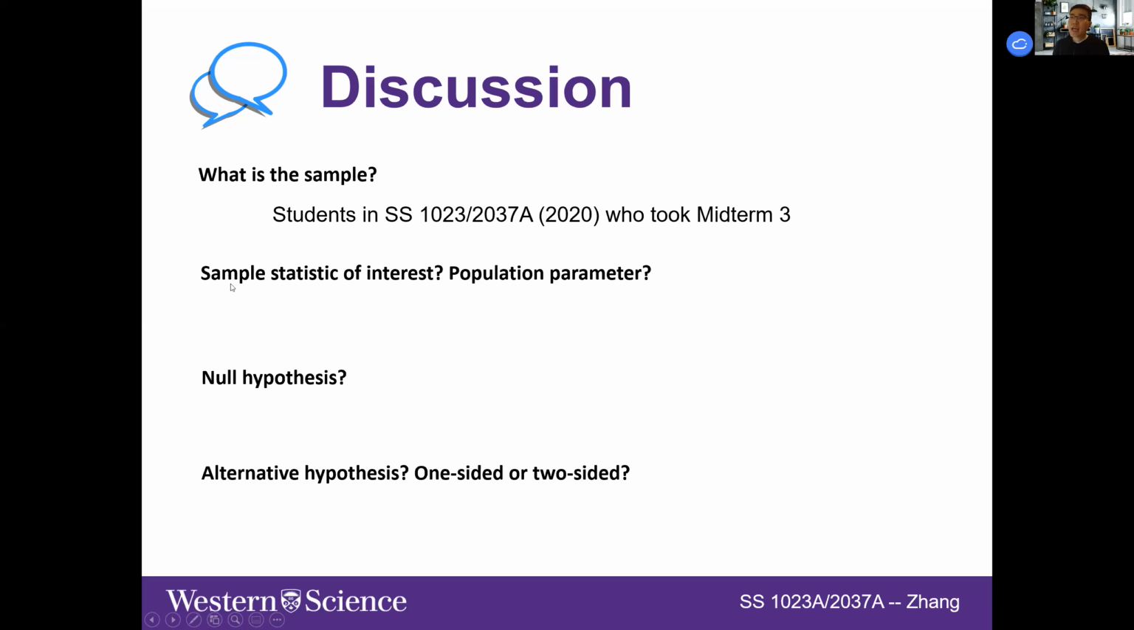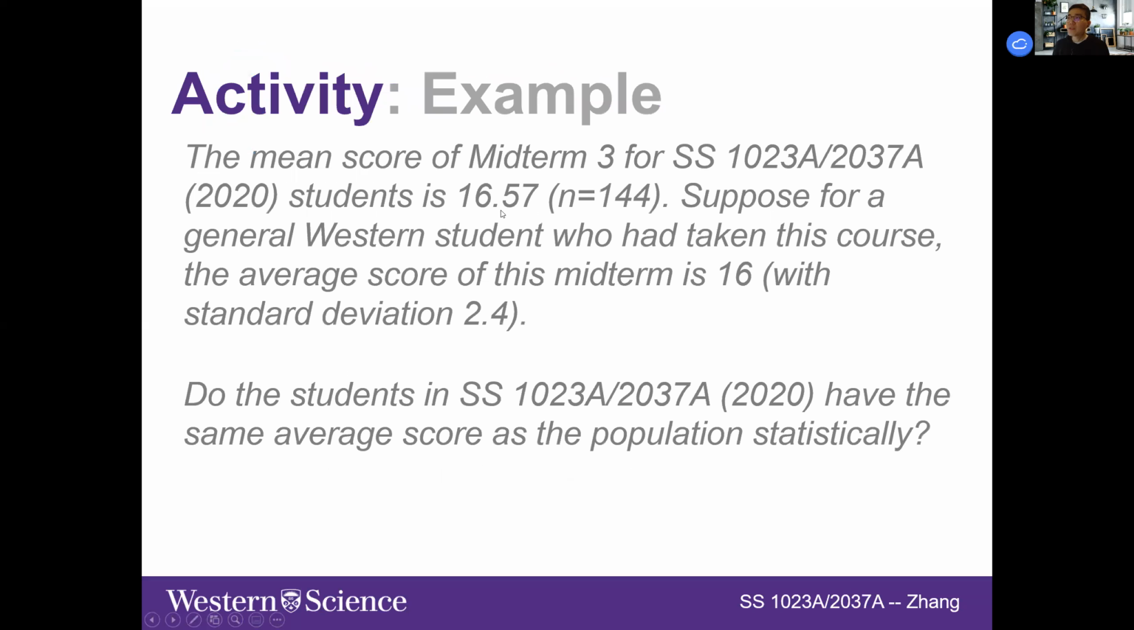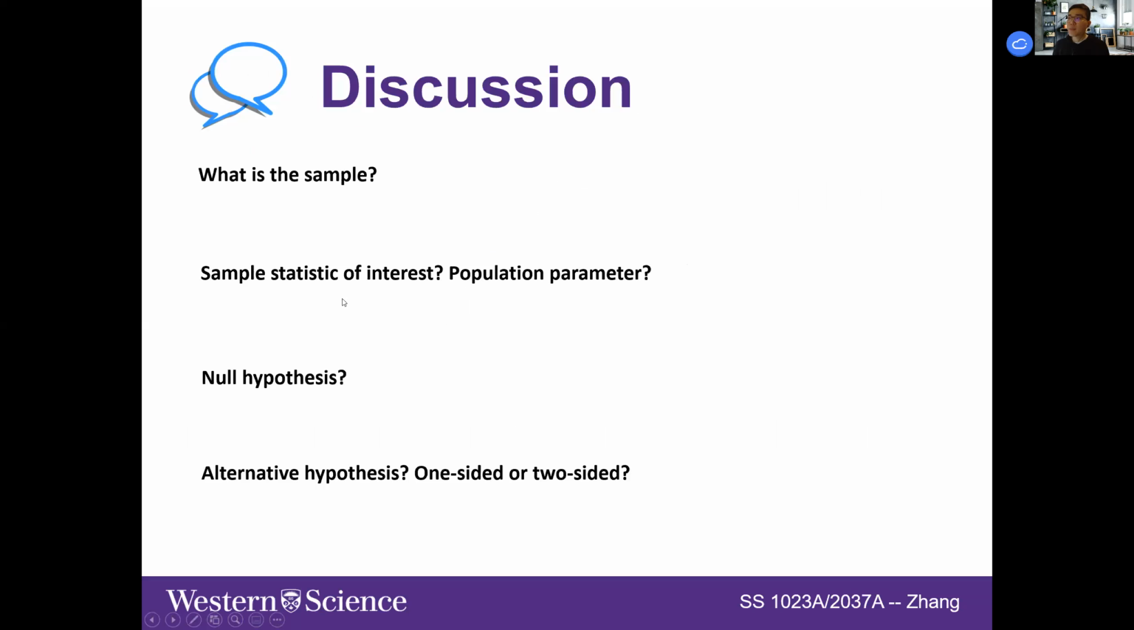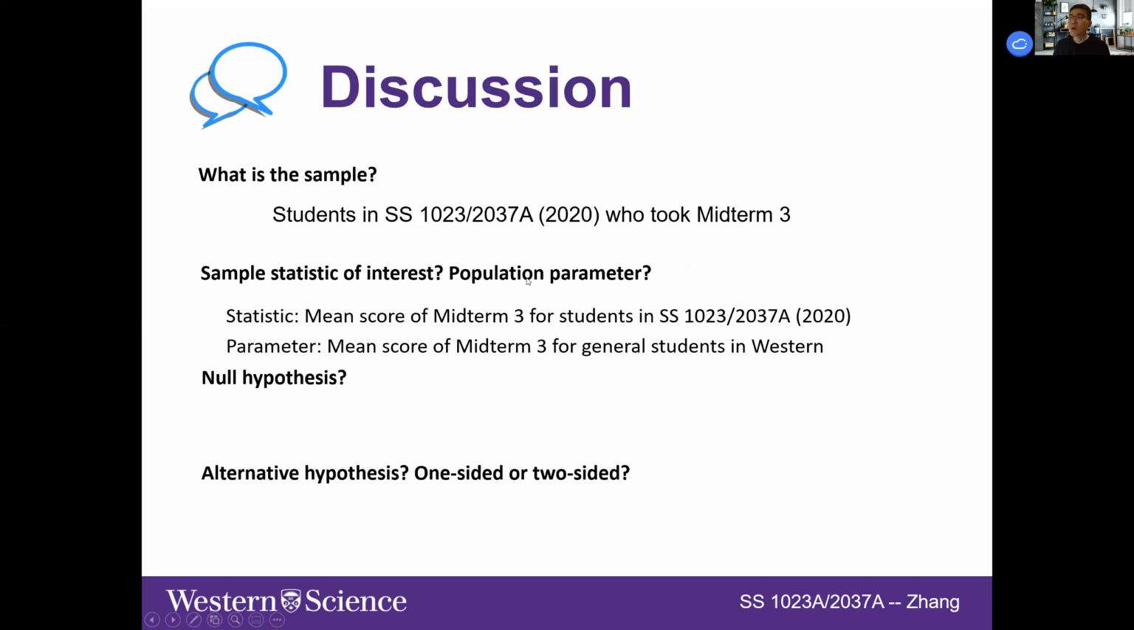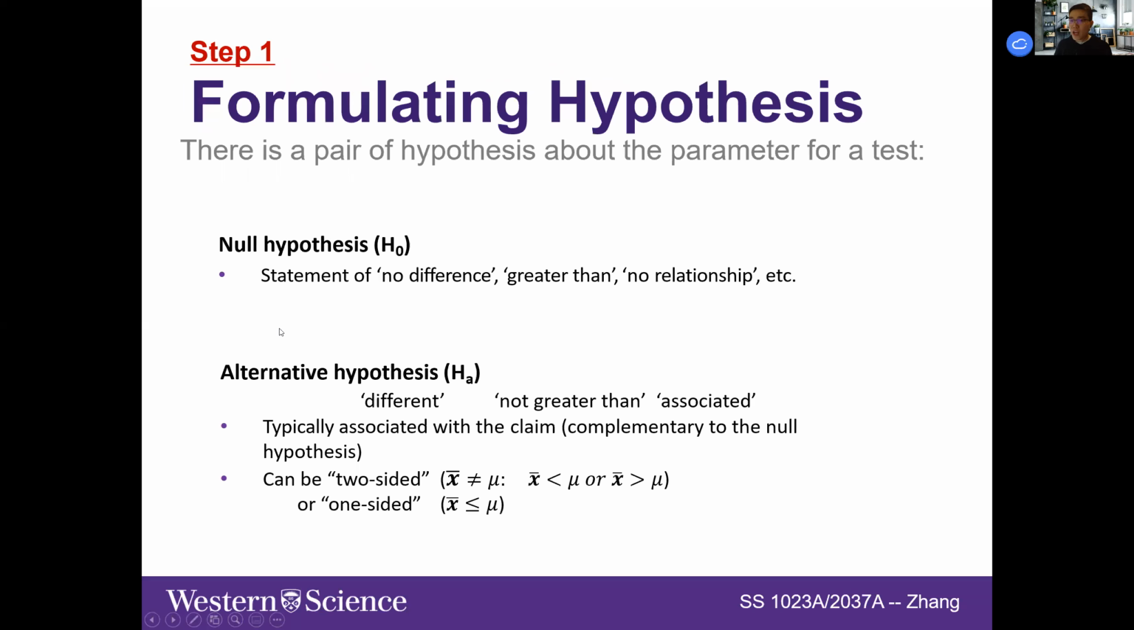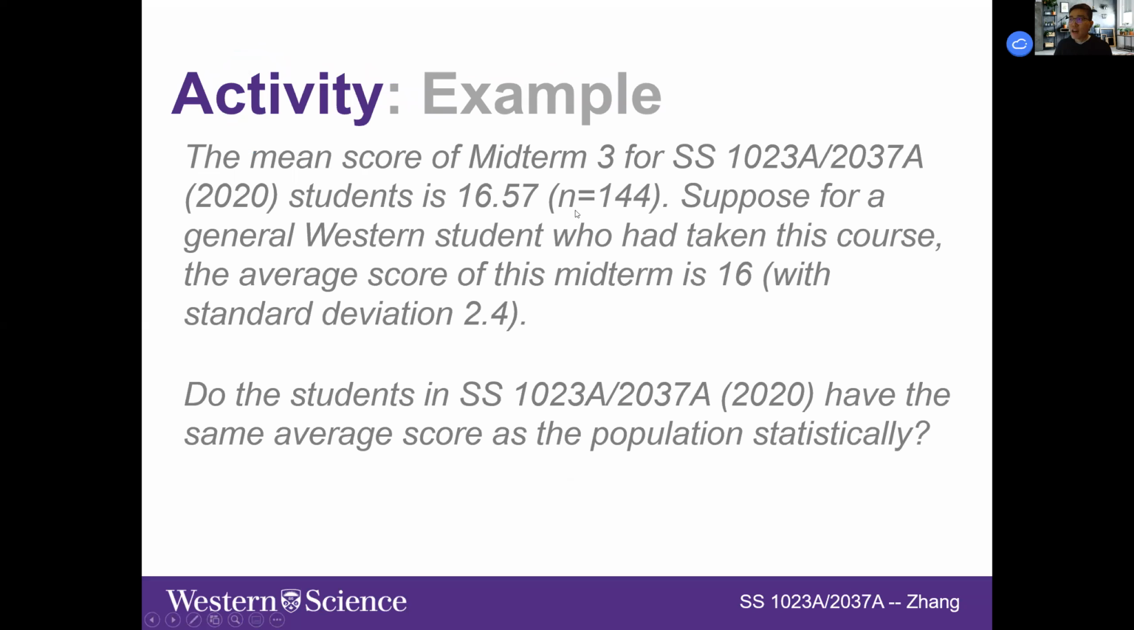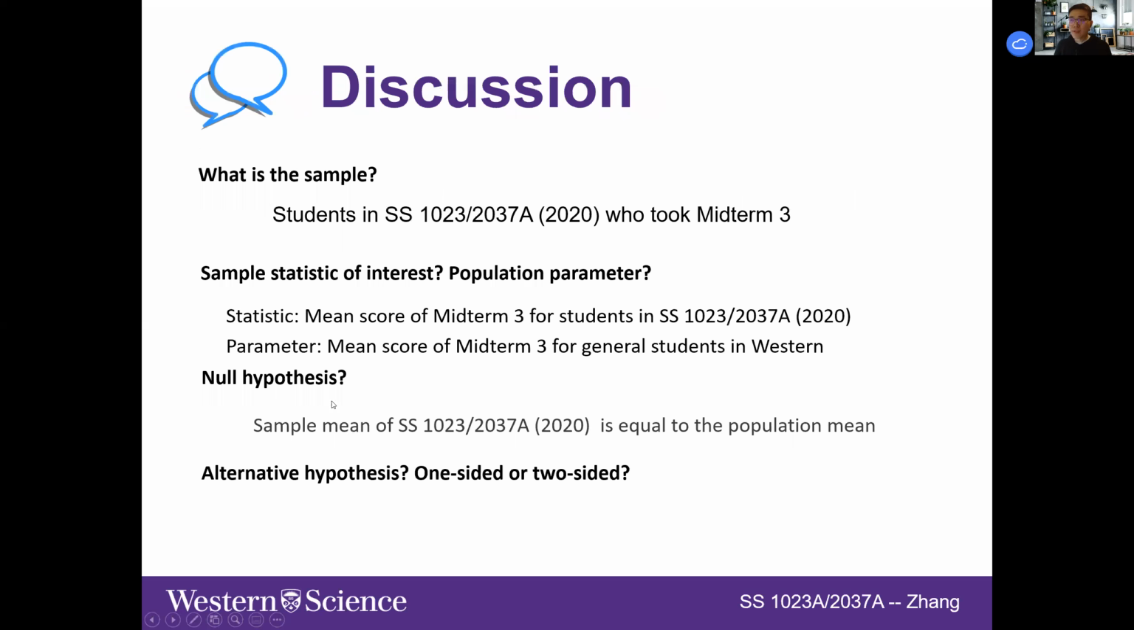The sample statistic here is the mean. And accordingly, the population parameter will be the mean for the general population. The null hypothesis comes from the research question we are asking. In our question, we're asking whether the average of our students is the same as the average of the general population. So that's exactly our null hypothesis, which we assume to be true: the sample mean is equal to the population mean.